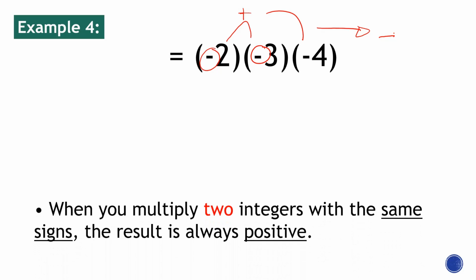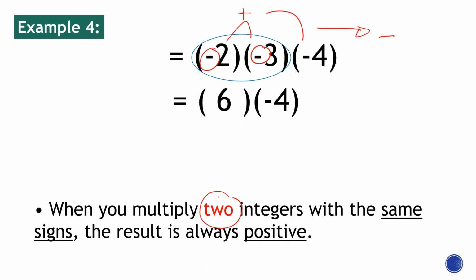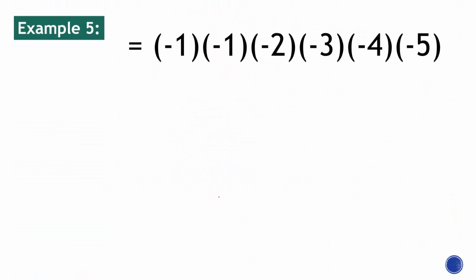Okay, that's the reminder. When you multiply negative 2 and negative 3, that will give you positive 6. And now we have two integers that have different signs, so therefore the answer should be negative. Let's go to the next example.